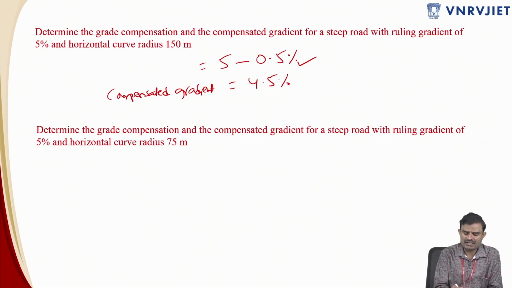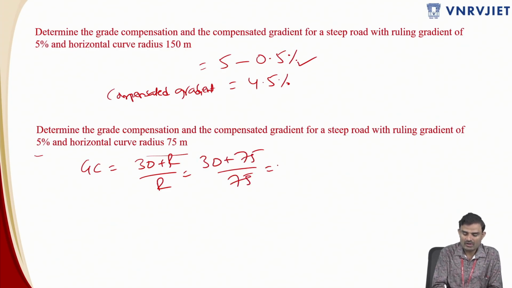And then the second condition is to determine the grade compensation, the compensated gradient, for the steep road with a ruling gradient of 5% but with a horizontal curve of radius 75 meters. The same question more or less, but the radius has been changed to a different value. So again we are required to calculate the compensated gradient. Here grade compensation is (30 + R)/R, which is (30 + 75)/75, which is nothing but 1.4%.